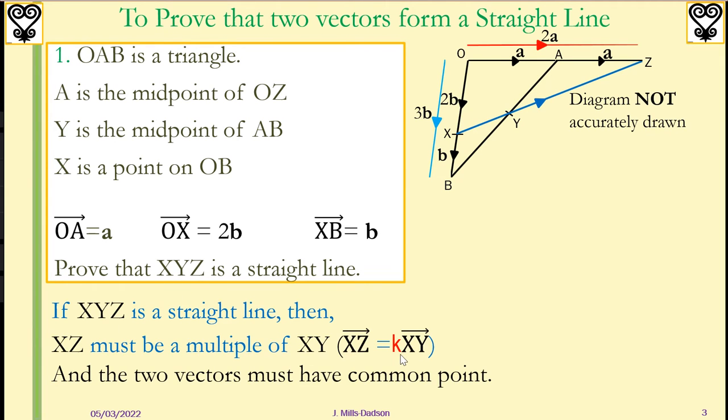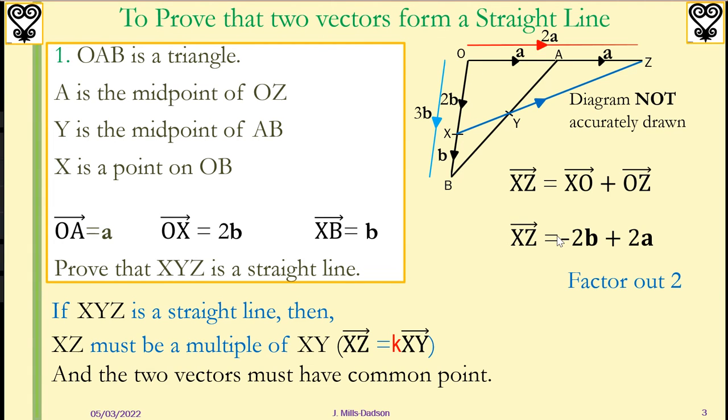So we quote our notation like this, and also to confirm at the end that the two vectors have a common point. So to work out XZ, we know XZ is simply XO plus vector OZ. But vector XO, you are going against the vector 2B, so it has to be negative 2B, then plus 2A. Factor out 2. That's our answer for vector XZ.